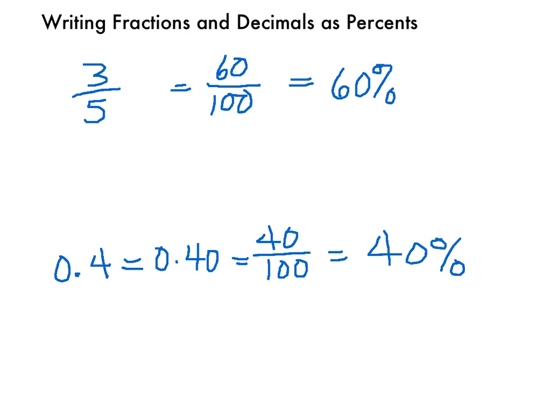Previously, you've practiced changing a fraction or decimal to a percent by writing an equivalent fraction with a denominator of 100. Take 3/5. To convert 3/5 to a percent, we first change it to a fraction with a denominator of 100. To do this, we multiply 5 times 20 to get a denominator of 100. 5 times 20 equals 100. And then we have to do the same thing to the numerator. Also multiply it times 20. 3 times 20 equals 60. So 60 over 100, 60 100ths equals 60%.